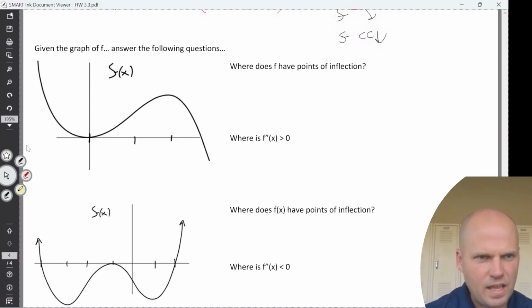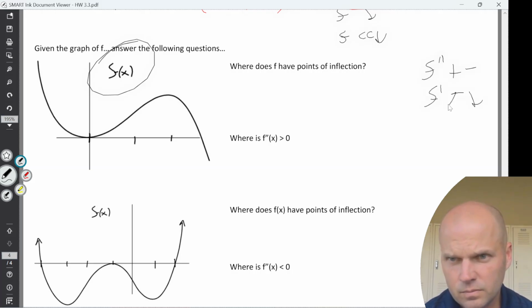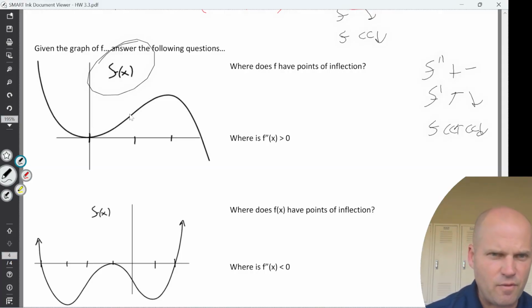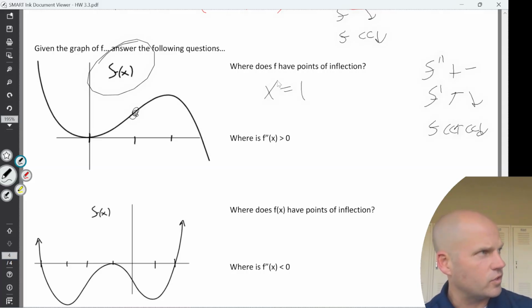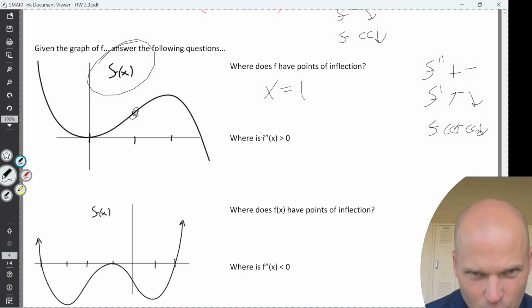Okay, but what if I give you F? Well, guess what? You got to look at the curvature, maybe, of F. Looks like we have a point of inflection right here at X equals 1. That's where the curvature is going to change. We're actually looking at the graph now. But then we break out this guy.